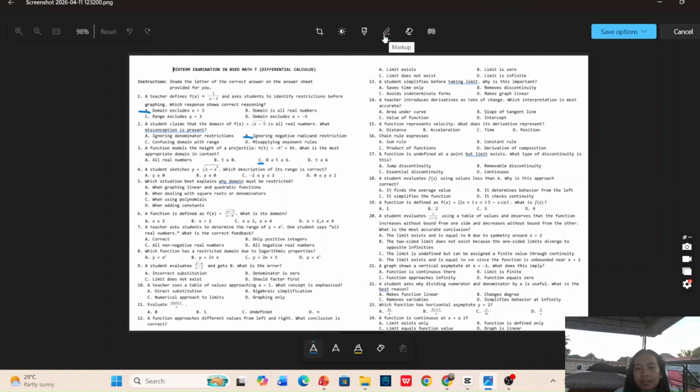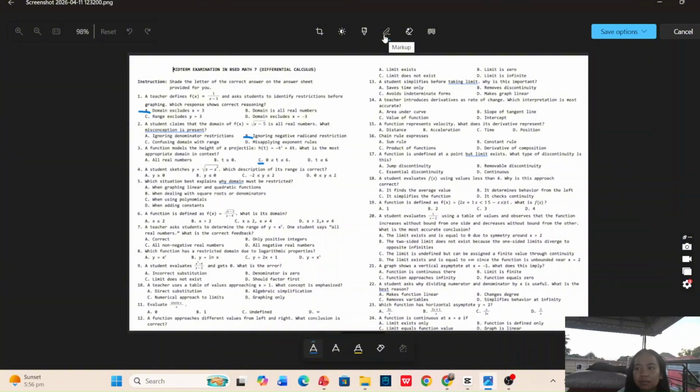We remember that a tangent line is a line that passes through one point of a circle. And by that, we can figure out that the rate of change occurs in the slope of the tangent line. So the correct answer for number 14 is letter B.